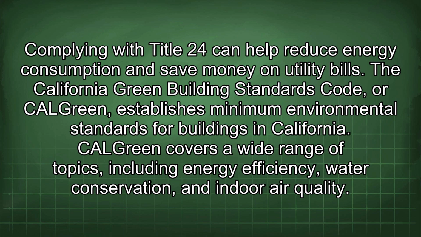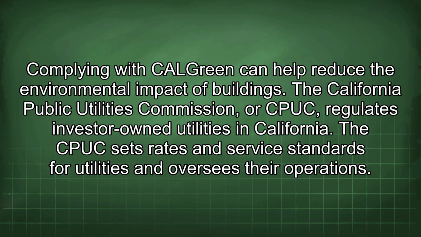The California Green Building Standards Code, or CALGreen, establishes minimum environmental standards for buildings in California. CALGreen covers a wide range of topics, including energy efficiency, water conservation, and indoor air quality. Complying with CALGreen can help reduce the environmental impact of buildings.